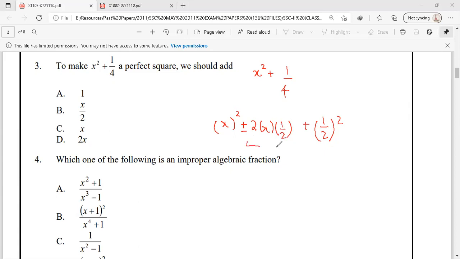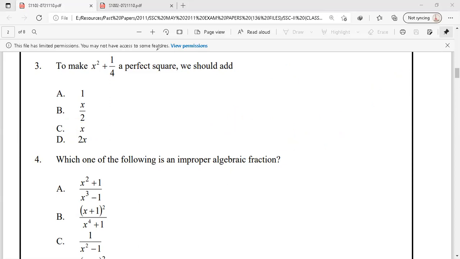So this is the middle term which we have to add or subtract in this expression so that we can call this expression a perfect square. So 2x into 1/2 will be equal to x. So x should be added or x should be subtracted from this expression so that this could become a perfect square. So the correct answer is option C.